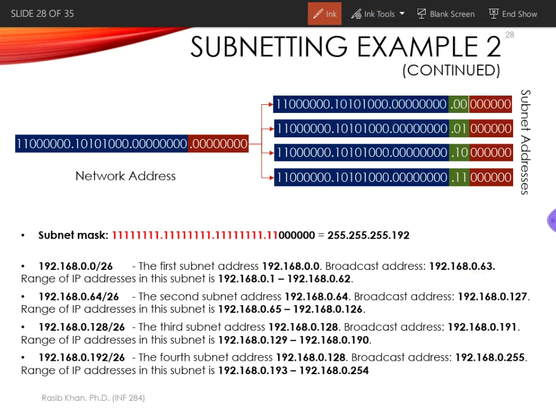And similarly, if we calculate for the second, the third, and the fourth subnets, we get the network address by setting all the host bits to 0. We get the broadcast address by setting all the host bits to ones. If we set the rightmost bit to 1, we get the first IP address. And if we set all the host bits to ones except the right, we get the last IP address. And that is how we calculate the range of IP addresses that you can use for each of the subnets.